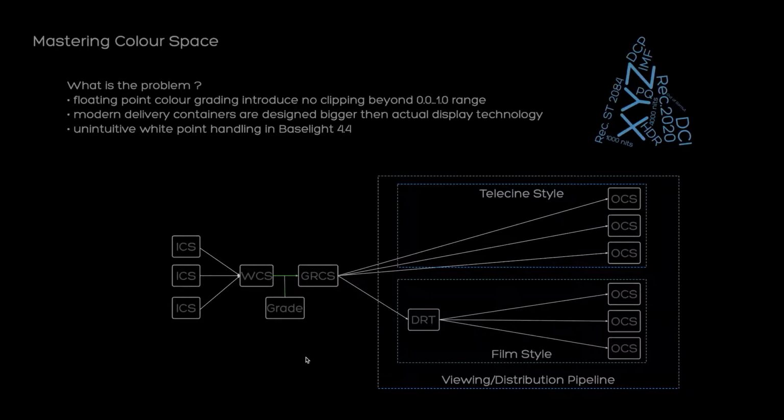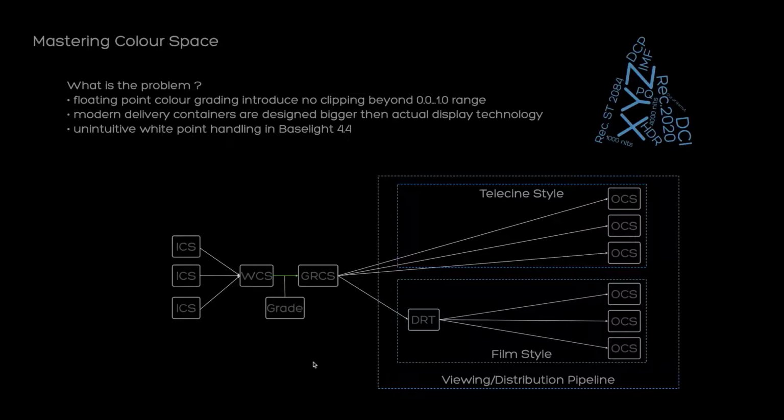We have here different input color spaces and we convert them to a working color space. We apply the grade and we eventually have the data in the state of the grade result color space. In the case of telecine style, we directly convert from the grade result color space to the cursor or render color space. For simplicity, I named them here output color space. In the case of scene referred workflows, we use DRTs to convert to the output color space to introduce some form of color appearance modeling and preferred color reproduction.